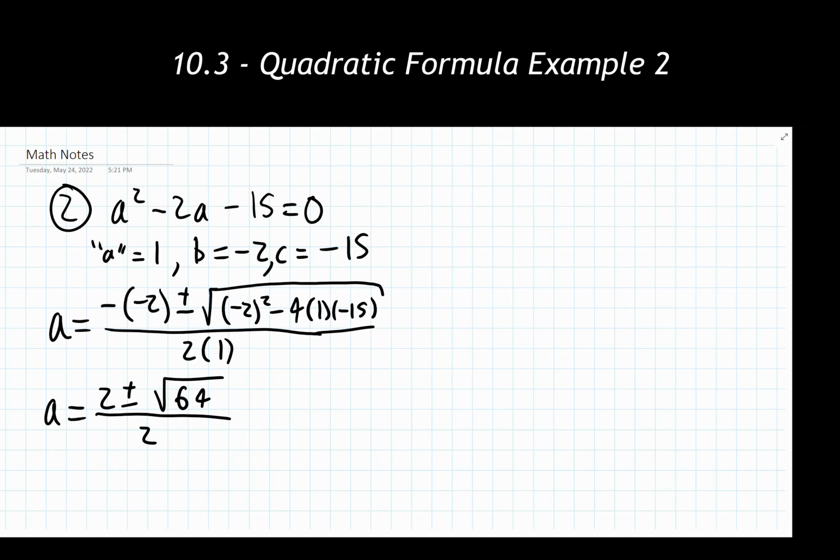But inside we get a radicand of 64. Okay, saves us a little bit of time. I can do the square root of 64. That's going to give me 8. So that means I'm going to have 2 plus or minus 8 all divided by 2.